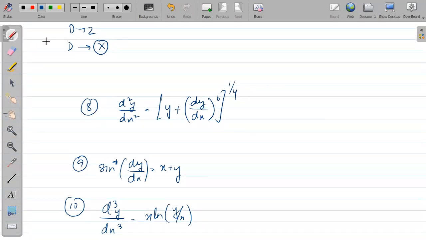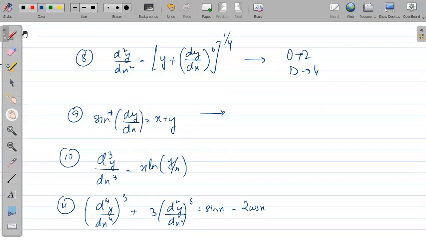Number 8. Directly we can see the power. What is the order? 3, degree 4. Very good. Next: order 1, degree 1. Next one: order 1, degree not defined. Okay, let's see. Degree 1.